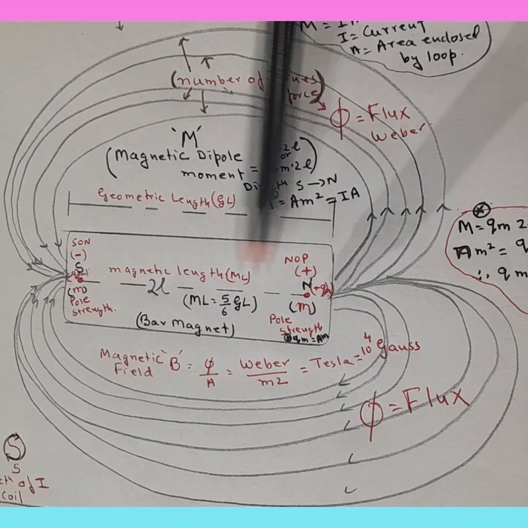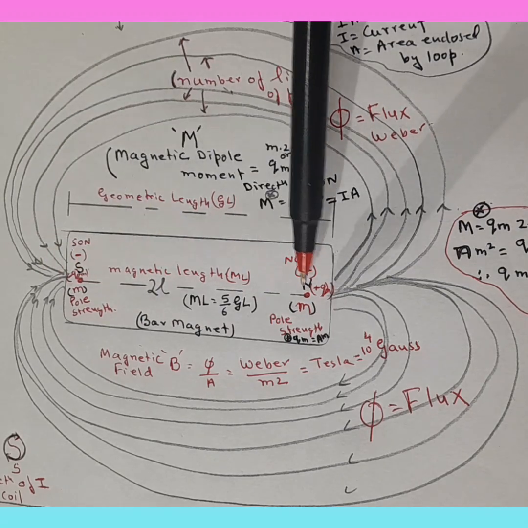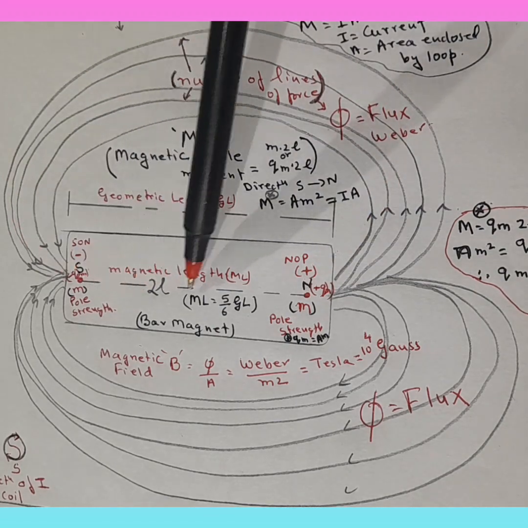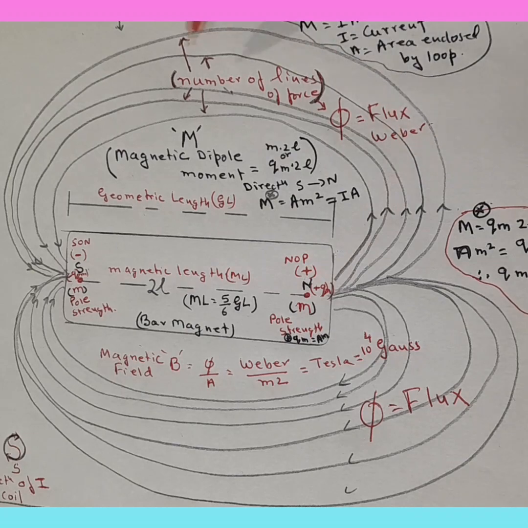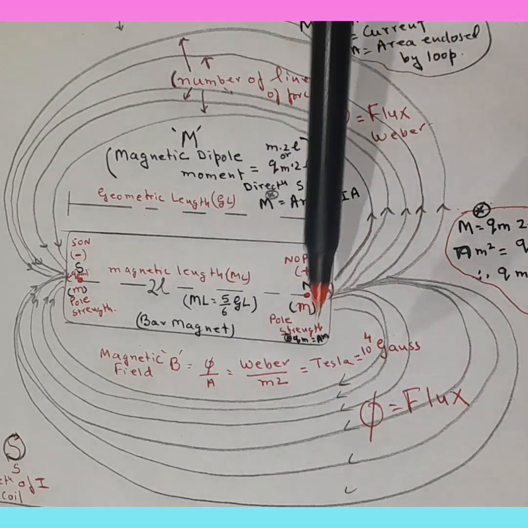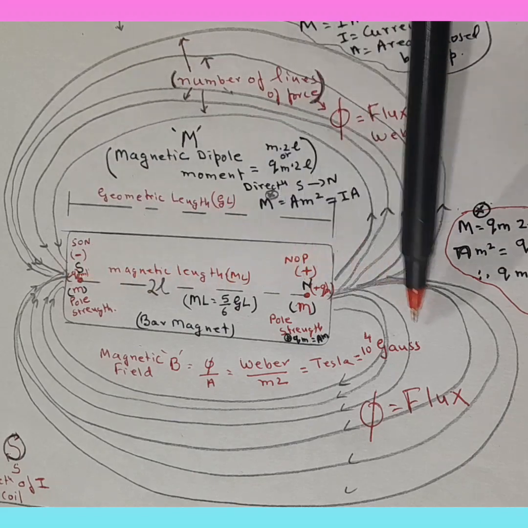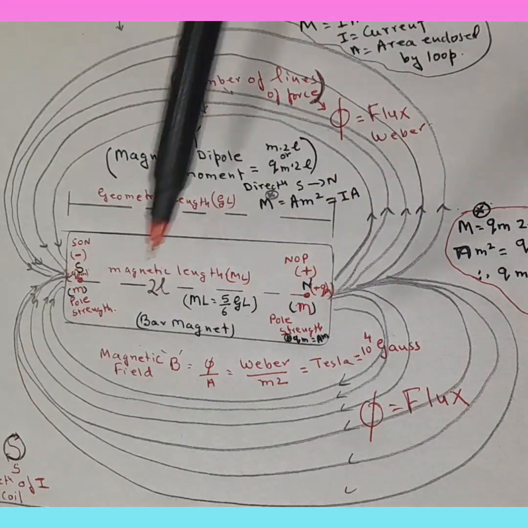This is the north pole of the magnet. This is the south pole of the magnet. These are the lines of force which are coming out from the north pole and getting into the south pole and then coming this way. Alright, so these are all lines of force coming out from the north pole and moving into the south pole, and from south to north coming back again and completing the circuit. Alright, so this is how it is.